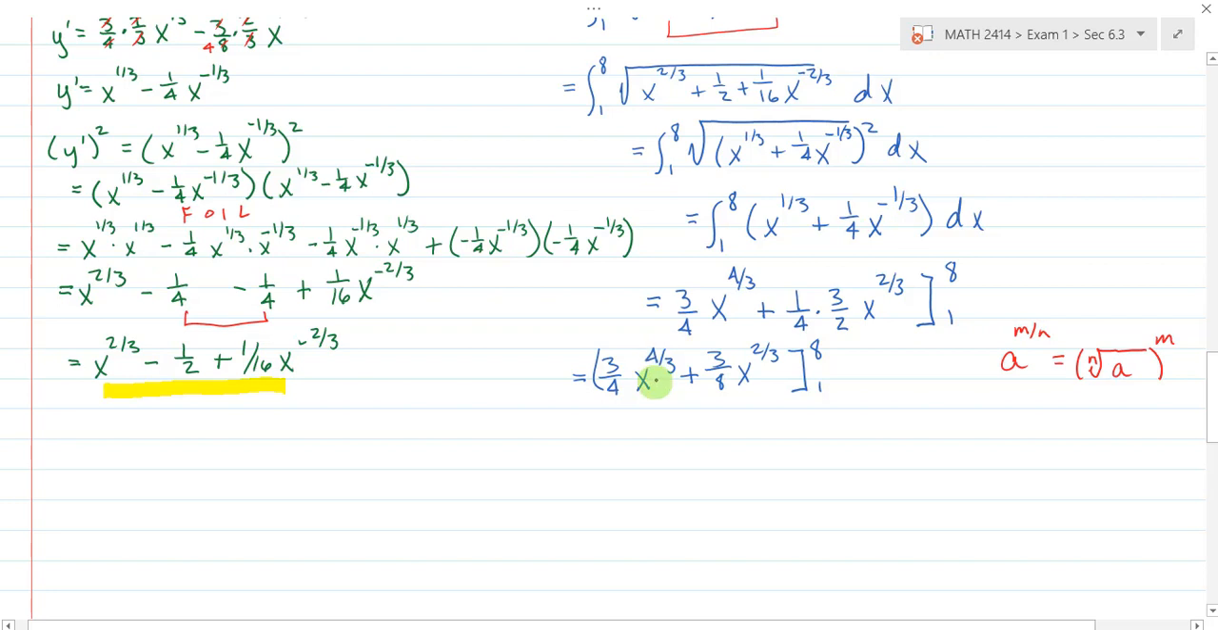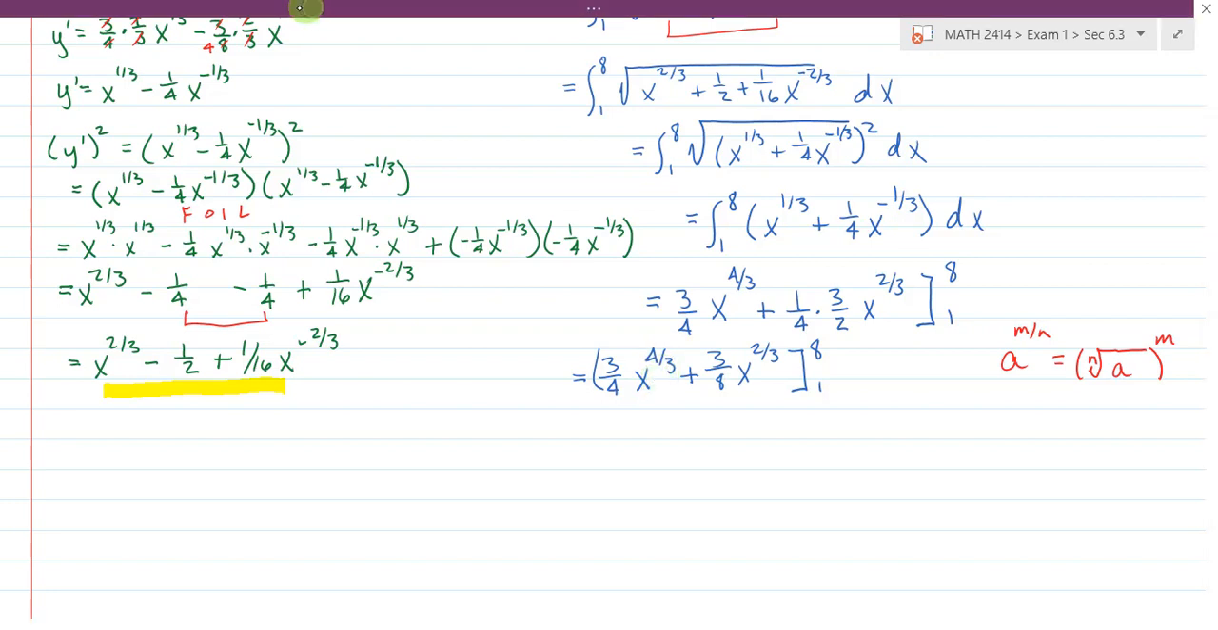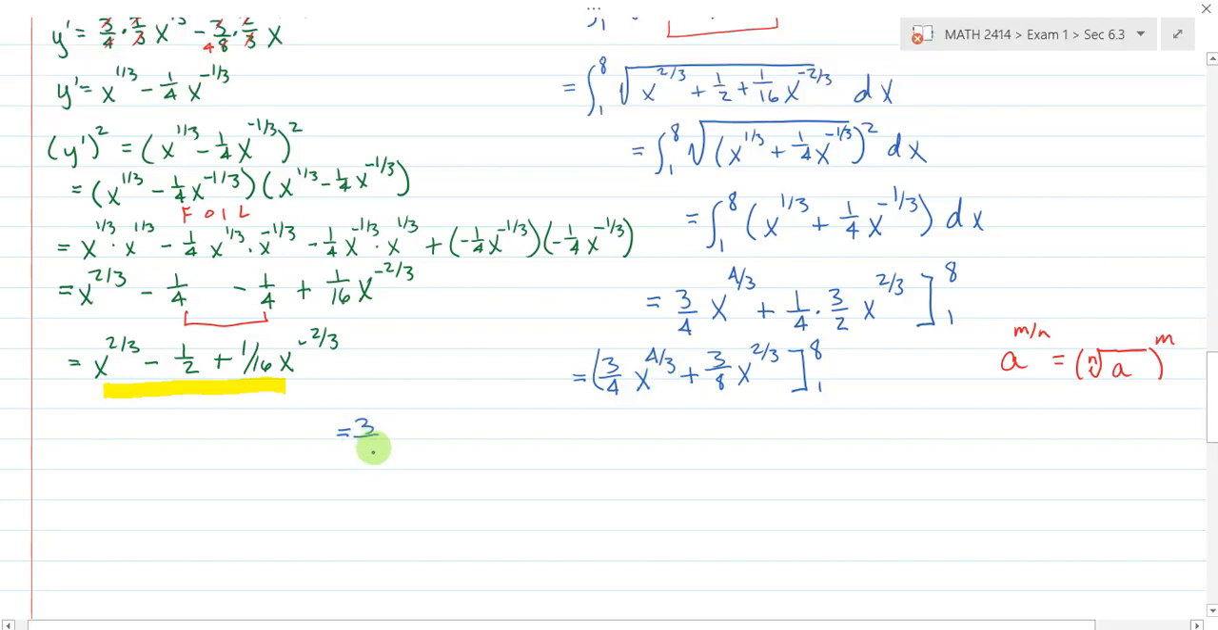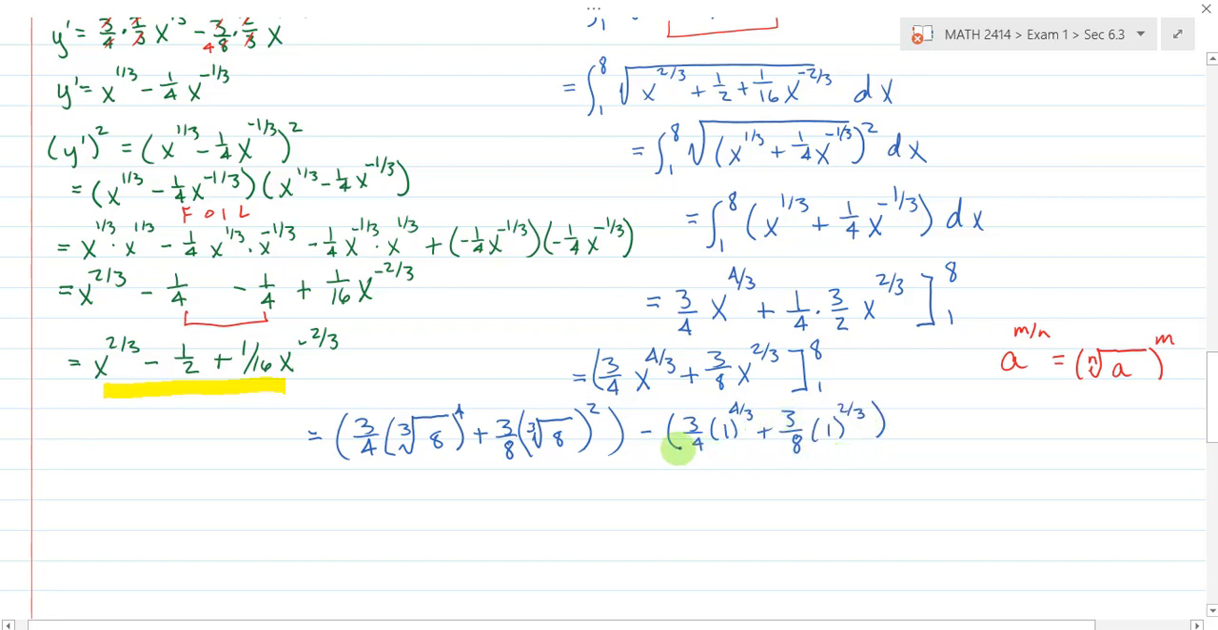So this 4/3 power I could rewrite as 3/4 times the cube root of 8 raised to the 4th power plus 3/8 times the cube root of 8 squared. That's what you get when you plug in your upper bound. Minus, now we plug in our lower bound, so that's going to be 3/4 times, I'm just going to leave this 1 to the 4/3 power because 1 raised to any power is 1. And so this is what we get when we plug in our lower bound.